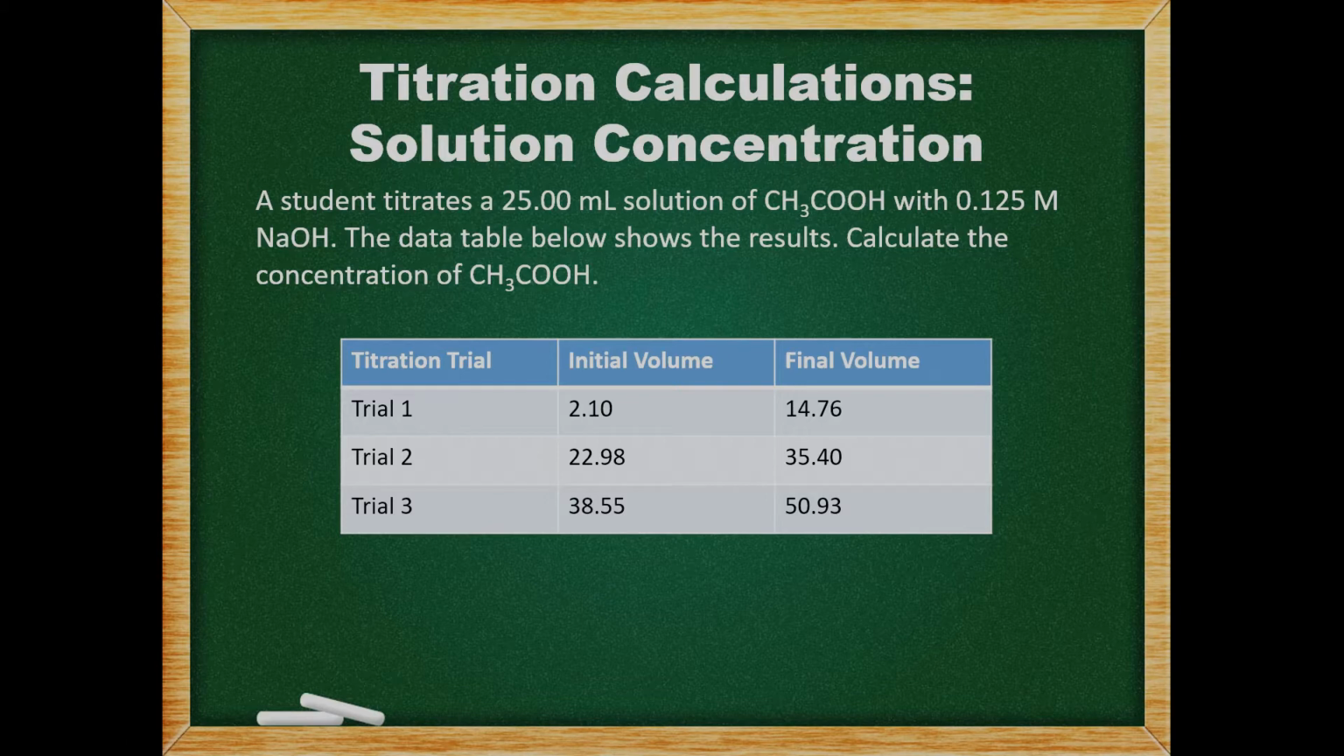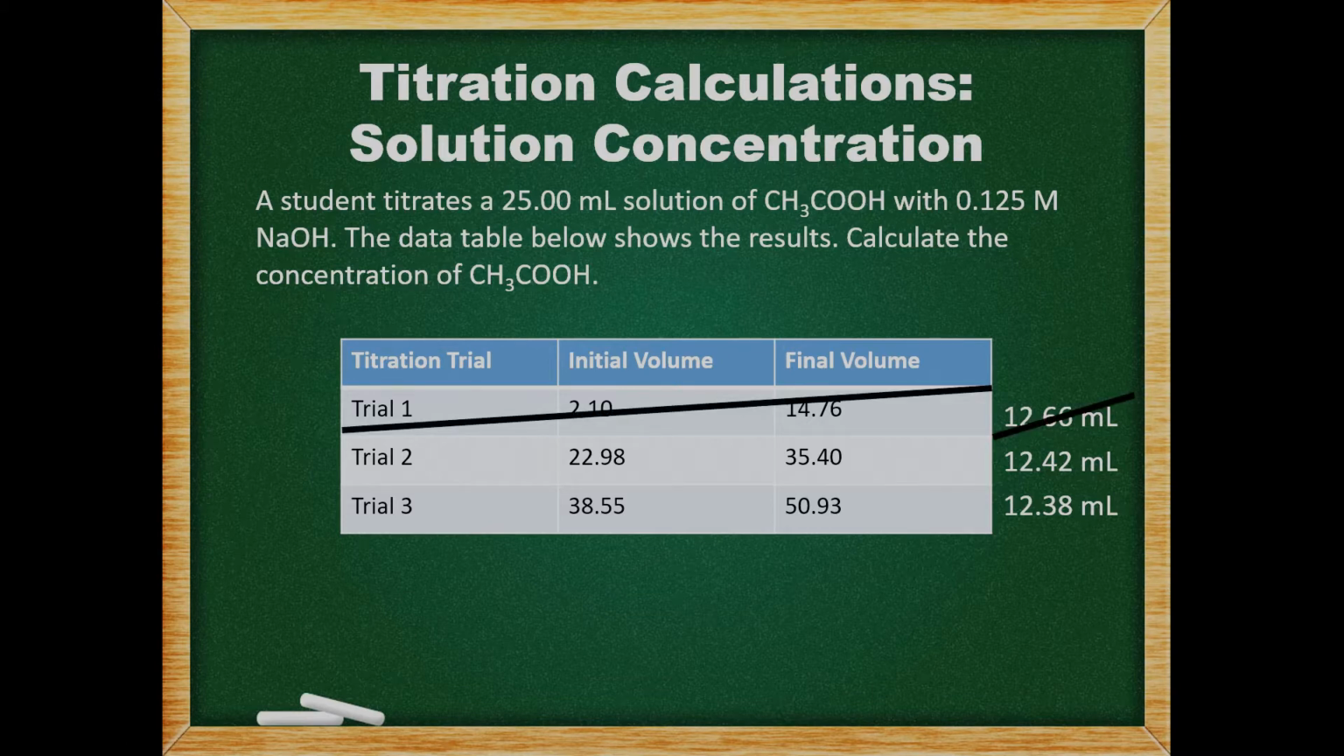By subtracting the initial volume from the final volume, we get the volume of the sodium hydroxide actually consumed. The closest values are in trial 2 and 3. Trial 1 is more than 0.1 milliliter different, so we can reject it. The volume we will use in our calculations is the average of trial 2 and 3.